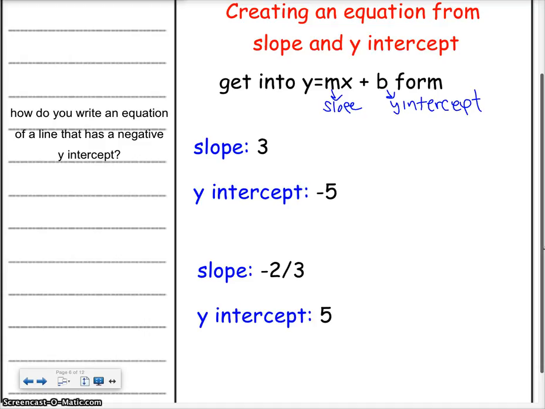So what's the slope of this first example? 3. So y equals 3x plus, what's my y-intercept? -5. Do not keep it like that. That's not simplified. You have to turn it into 3x minus 5. That's the simplified version. So you turn plus a negative back into minus.